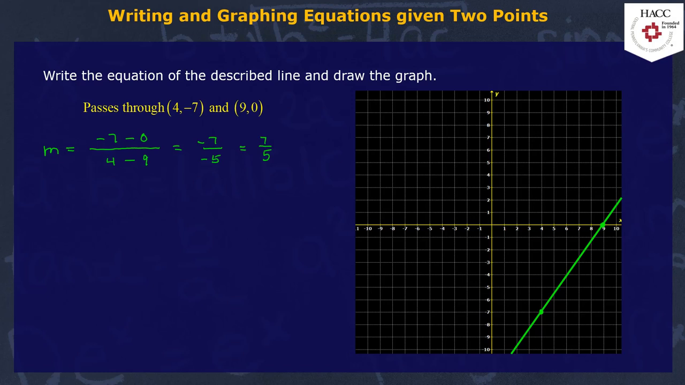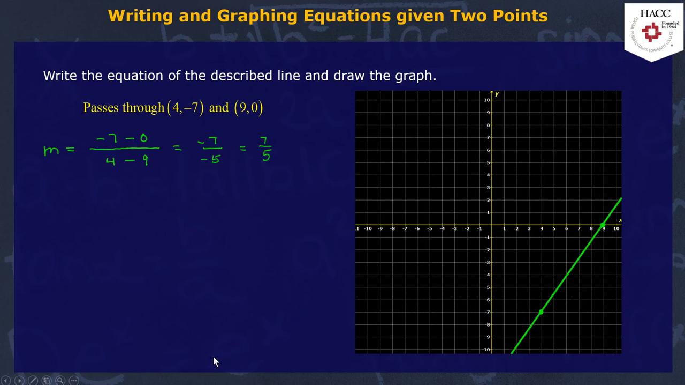But typically, in order for us to get an idea of what the slope is telling us and how it's moving, having it written in this format lets me know there's a rise of 7 and a run of 5. I can even see here, if I go from point to point, if I go up 7, 1, 2, 3, 4, 5, 6, 7, and I go right 5, that takes me to another point on the line. So with that, I need to find the y-intercept.